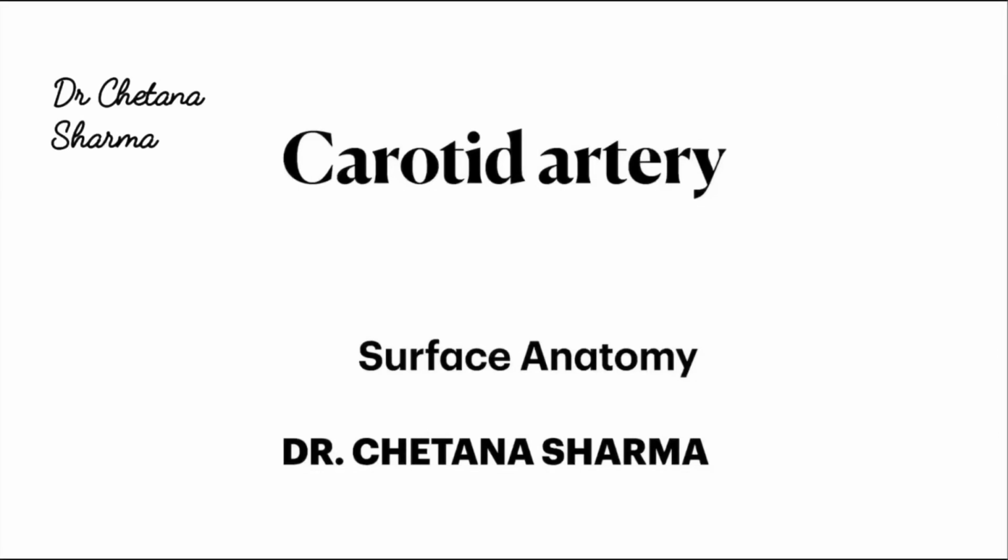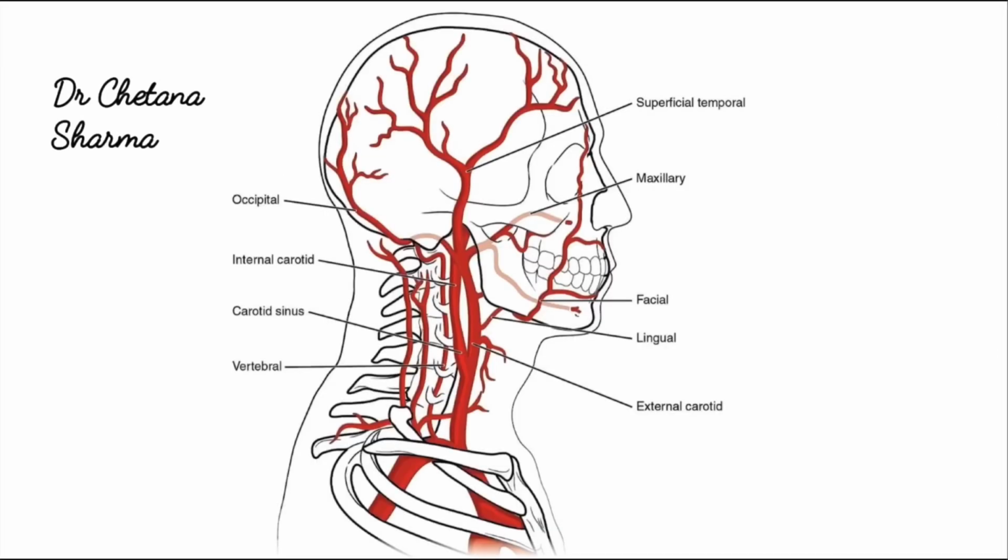Hello everyone. In this video we will study about surface marking of carotid arteries. In this image you can see this is common carotid artery. At the C4 vertebral level, this common carotid artery divides into two parts, external carotid artery and internal carotid artery.